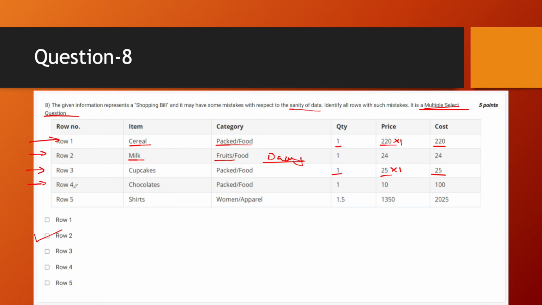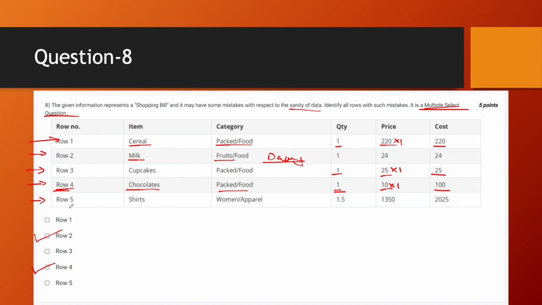The next row is row 4, where you have bought chocolates, which comes under packed food. You've bought one of them. The unit cost of these chocolates is 10, but as you can see, you've been charged 100 for buying one chocolate, because this also should be 10, as you're multiplying 10 by 1 and you should get the total cost of 10, which means that row 4 is now erroneous. So you have ticked row 4 as well.